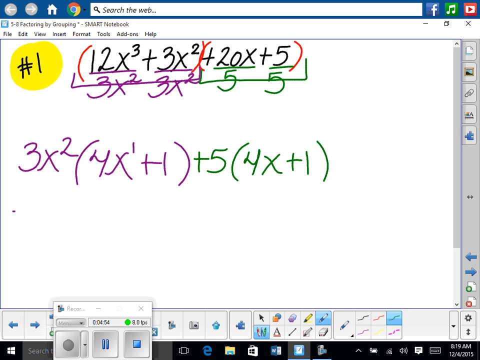Are we safe? What's my safe haven? 4x plus 1. 4x plus 1, 4x plus 1. We can kind of go, phew, we've done this correctly. We know for sure that it's correct since those two are the same. So we factored out our 4x plus 1.